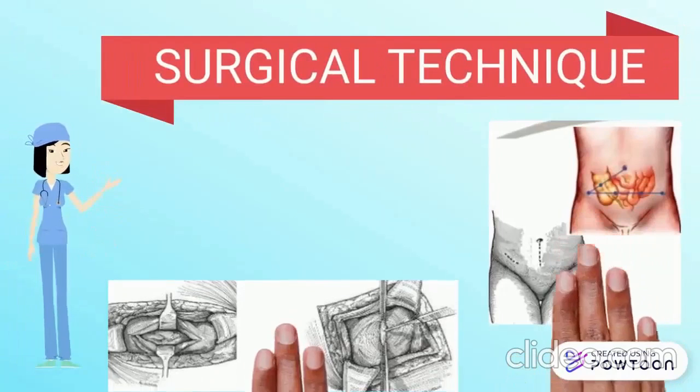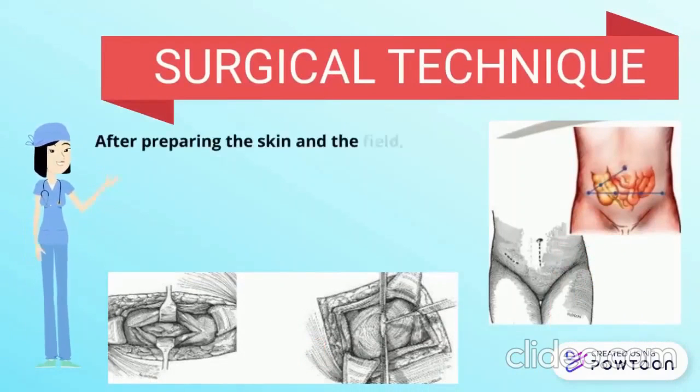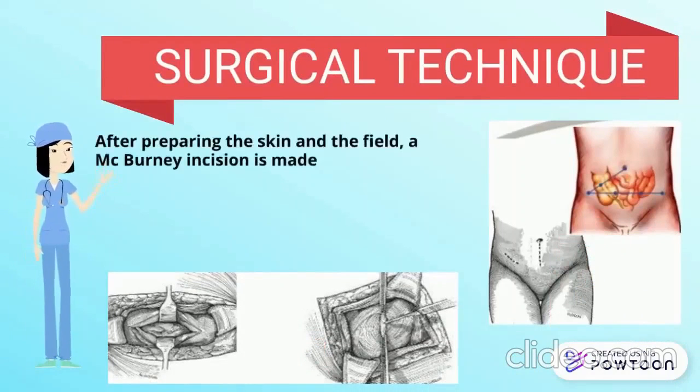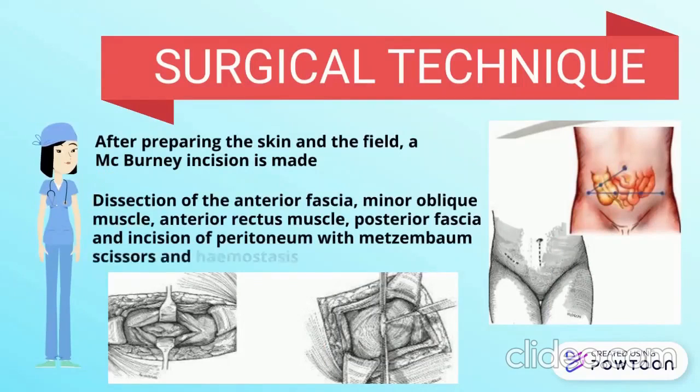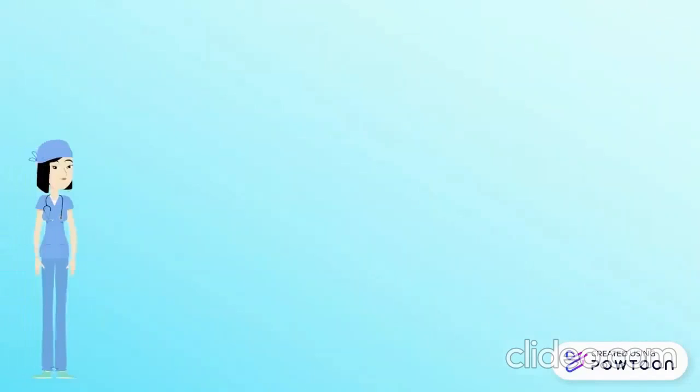Surgical technique. After preparing the skin and the field, a McBurney incision is made. Dissection of the anterior fascia, minor oblique muscle, anterior rectus muscle, posterior fascia, and incision of the peritoneum with Metzenbaum scissors and hemostasis with electric scalpel.